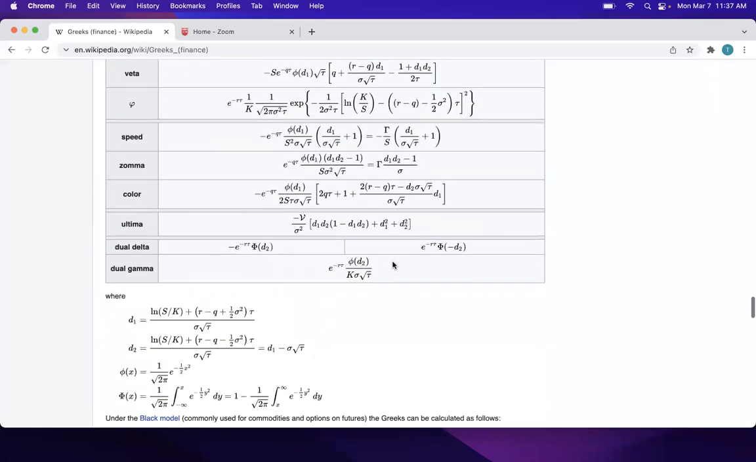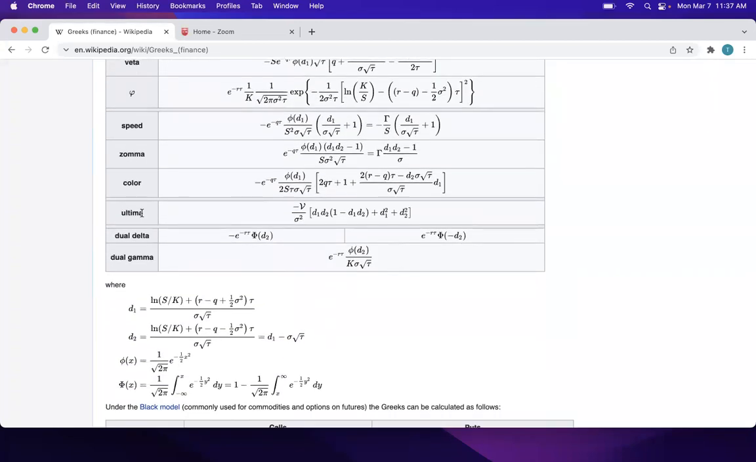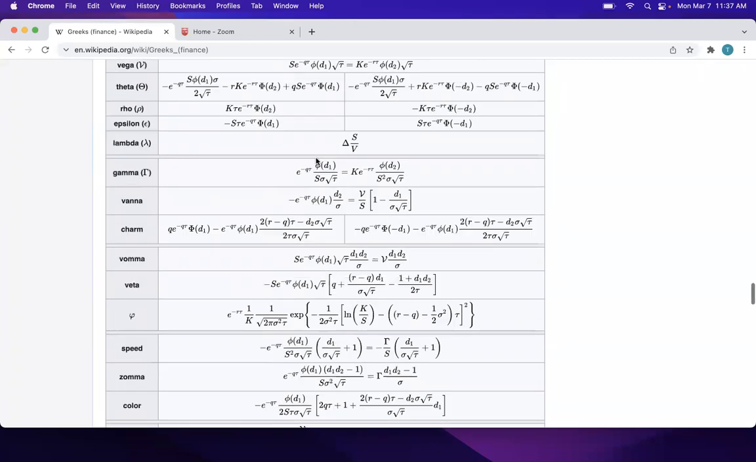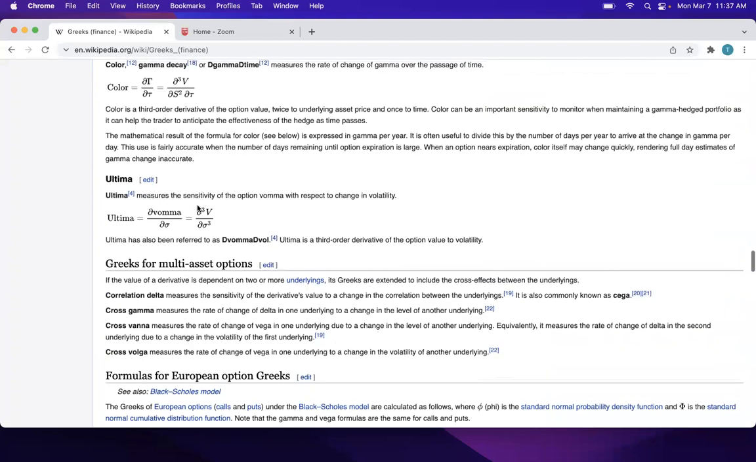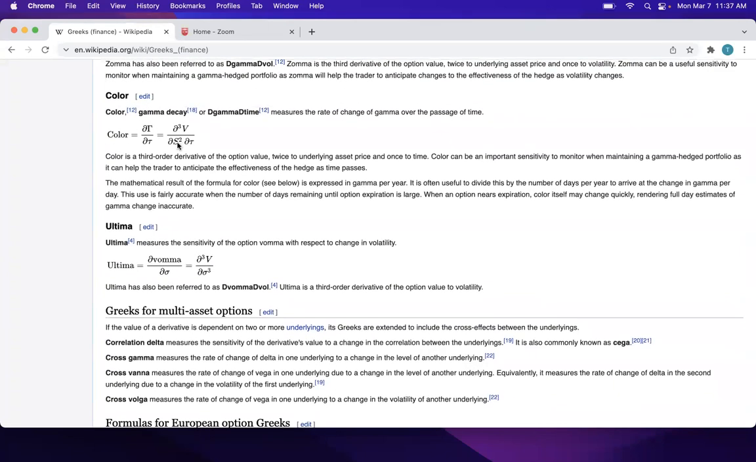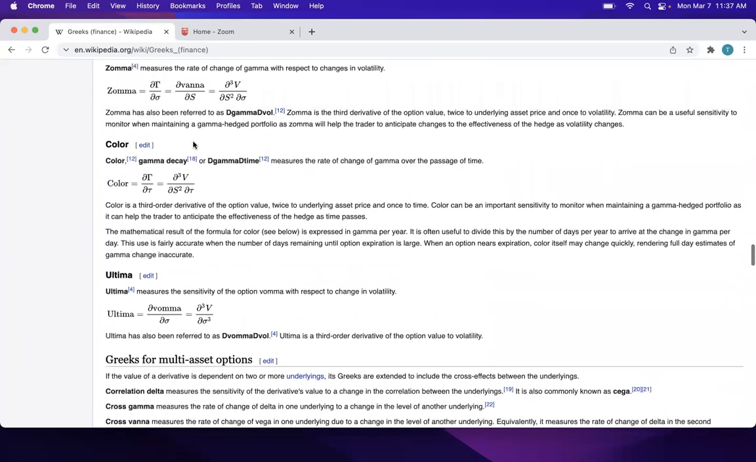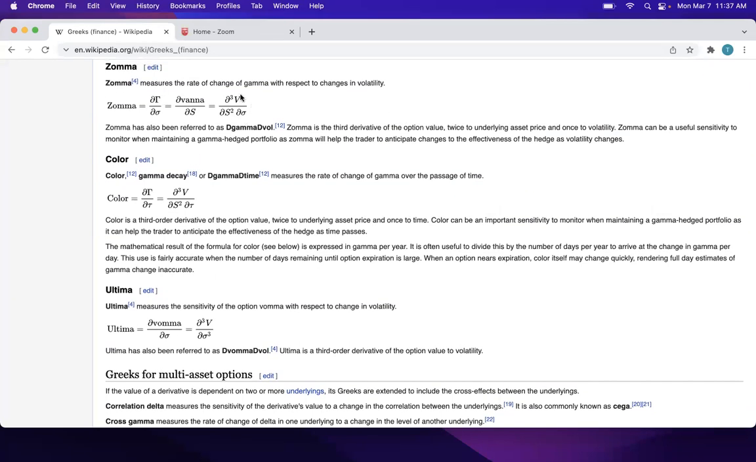And so you see, this is why in that Wikipedia page, there are all these weird things like the ultima, the dual delta, and that kind of thing. Zomma. What are these? These are the Greeks of Greeks. They are the movement of, say, the color, God knows. This is the movement of the gamma with respect to the time of duration. So don't get put off by the math, but try to look at the financial meaning. The Zomma, I think I've heard of it somewhere.